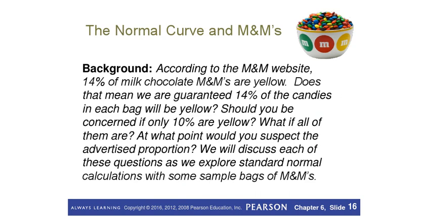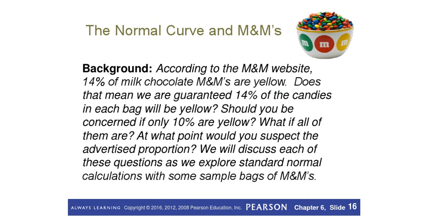Let's consider M&Ms, right? According to the M&Ms website, about 14% of milk chocolate M&Ms are yellow. So does this mean that we're guaranteed to have 14% of the candies in each bag be yellow? Should we be concerned if there's only 10% of them yellow? What if all of the M&Ms are yellow? At what point would you suspect that the advertised proportion is incorrect, right? That this claim is poorly made, and it was just an estimate some guy made because it sounded like a good advertising ploy. Well, we'll discuss these questions, and we're going to explore it with a bag of M&Ms.